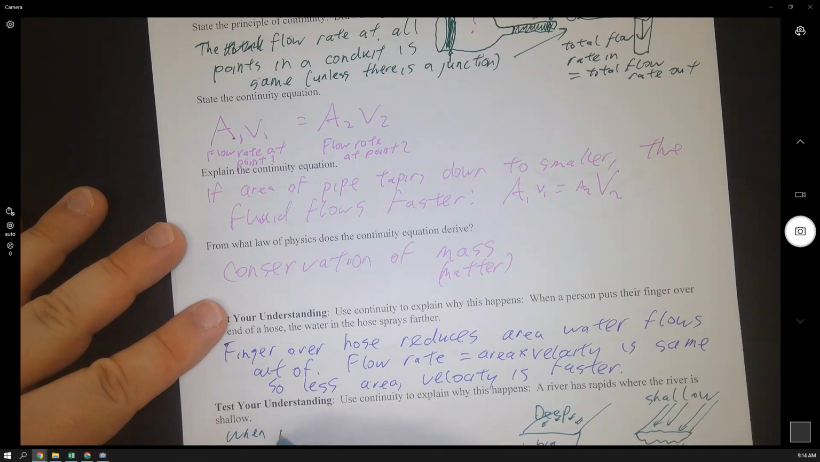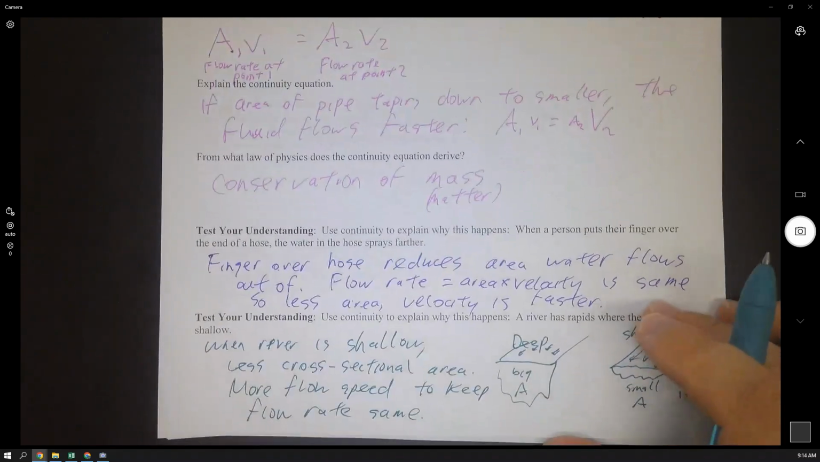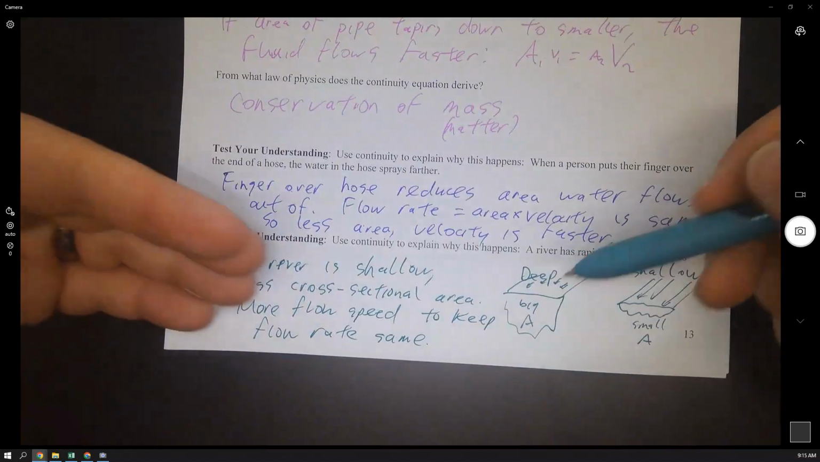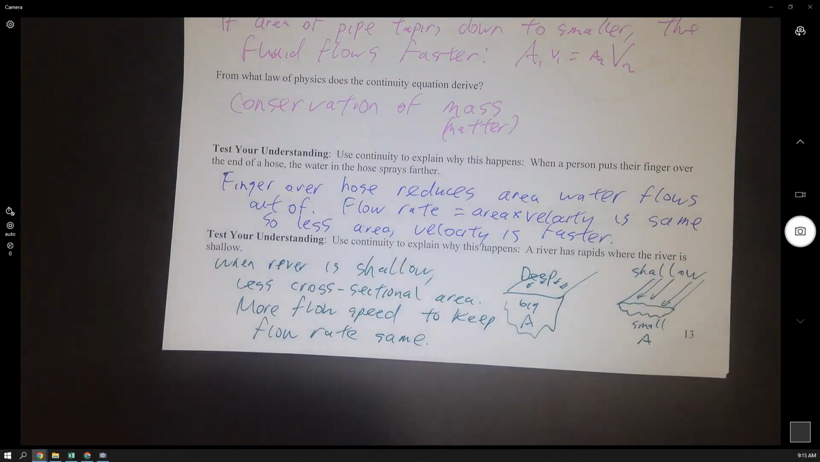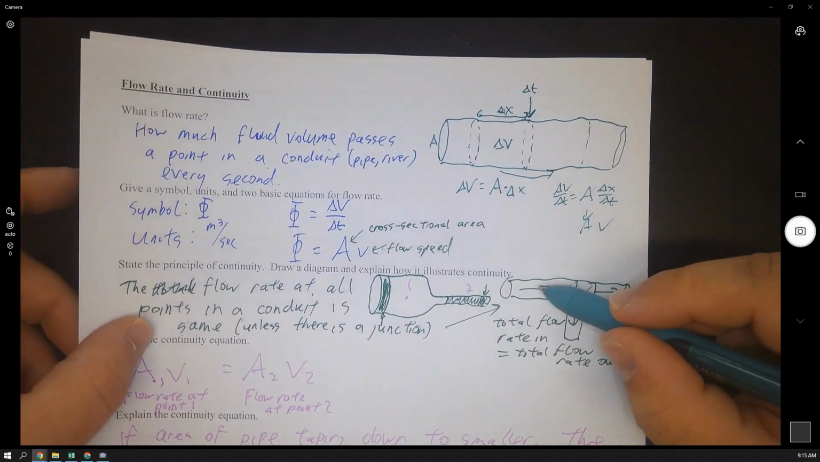So when the river is shallow, that's less cross-sectional area, right? That means more flow speed to keep the flow rate the same at all points. Now, sorry, the flow rate of a river does actually increase, but the only way that the flow rate can increase is for the river to have tributaries like creeks and streams flowing into it. And then this rule applies, where the opposite of this is true.